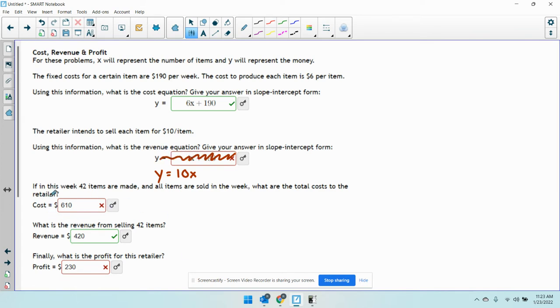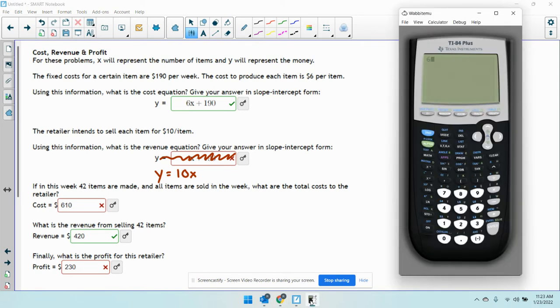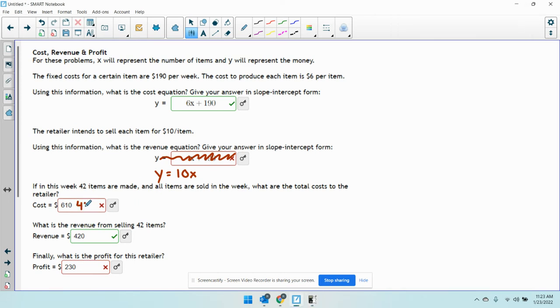Okay, so if this week 42 items are made and all are sold, for the cost function, we're going to take 42 and plug it into the first equation. 6 times 42 plus 190 gives me 442. The second equation you get by plugging 42 into this one, which gives you 420.